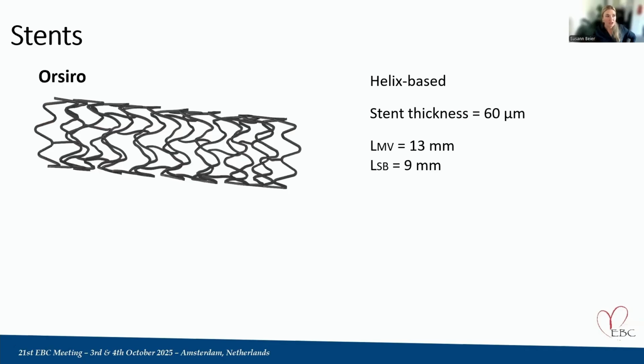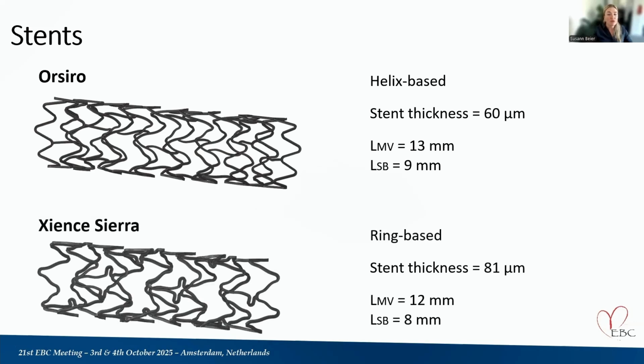We decided on the Ultimaster helical-based ultra-thin stent, which is 60 microns strut thickness, compared to the Synergy ring-based stent with 80 micron strut thickness. I also like to point out that for the nominal bifurcation we used, these are the manufacturer's standard sizing respective for the bifurcations. You can see here that they differ slightly for the main branch as well as the side branch, and I'll circle back to that a little later.